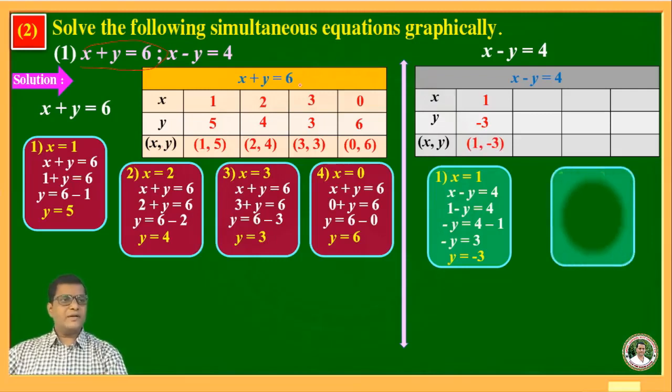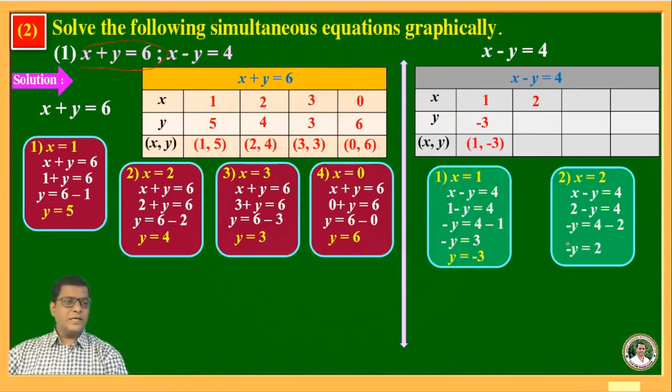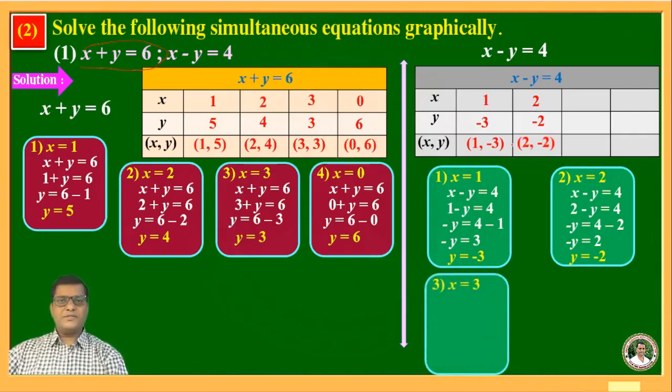Next we will take the value of x as 2. Then write this value in the table. Substitute this value in the given equation, that is 2 minus y is equal to 4. Simplify this. We will get the value of y as minus 2. Write this value in the table and write the coordinates. Same way, if you take the value of x as 3, write this value in the table and simplify. After substituting, we will get the value of y as minus 1. Write this value in the table.